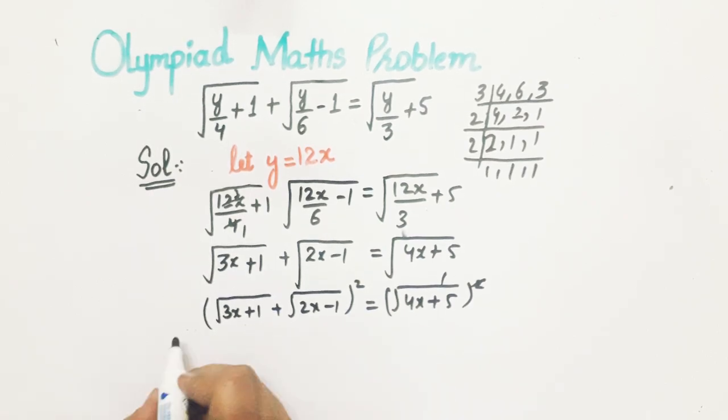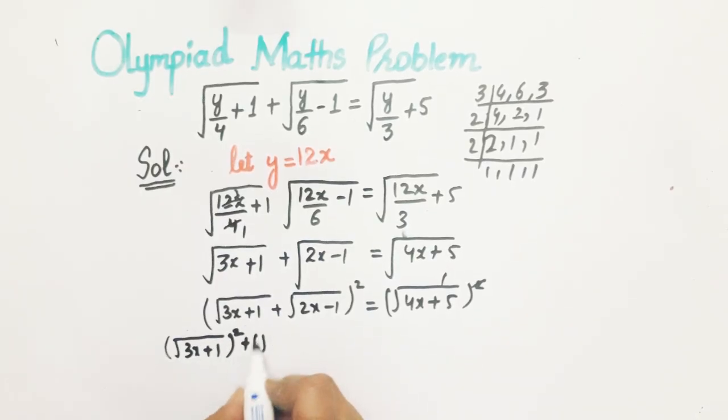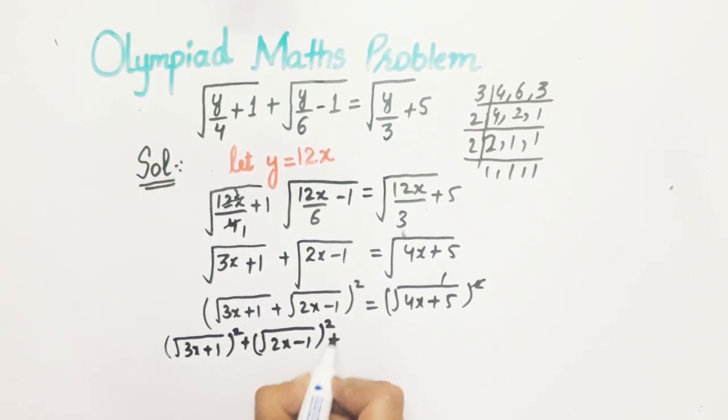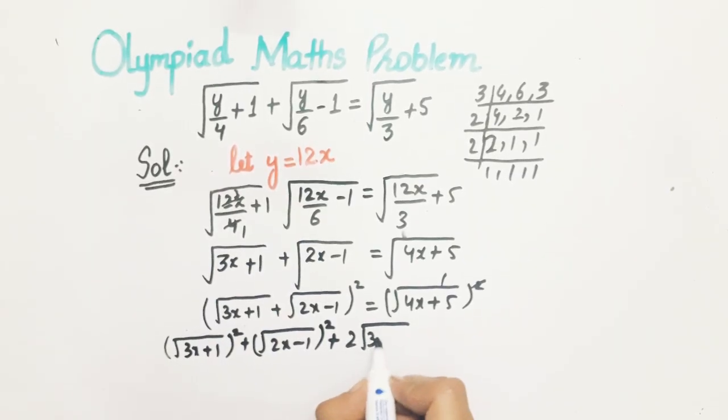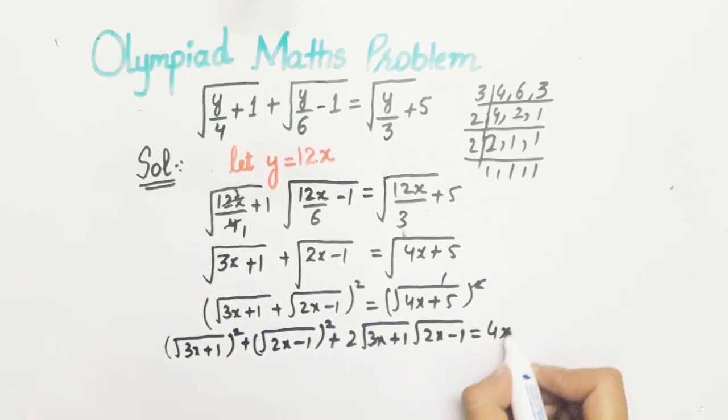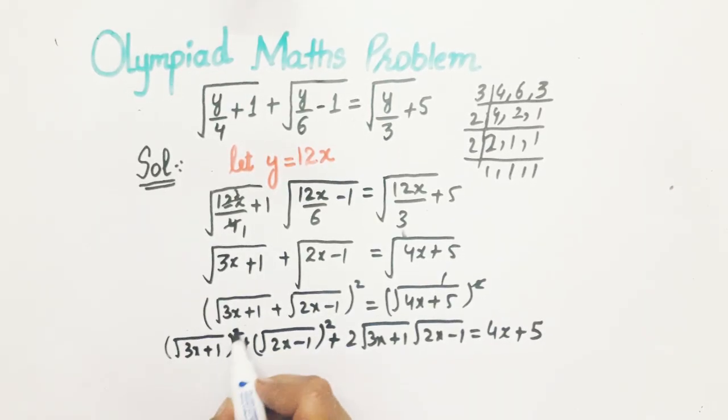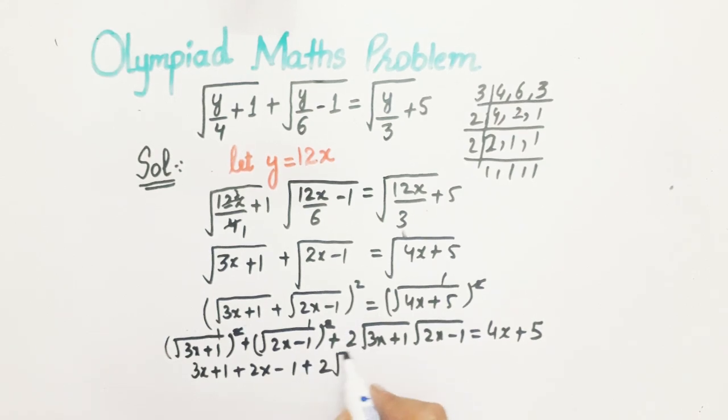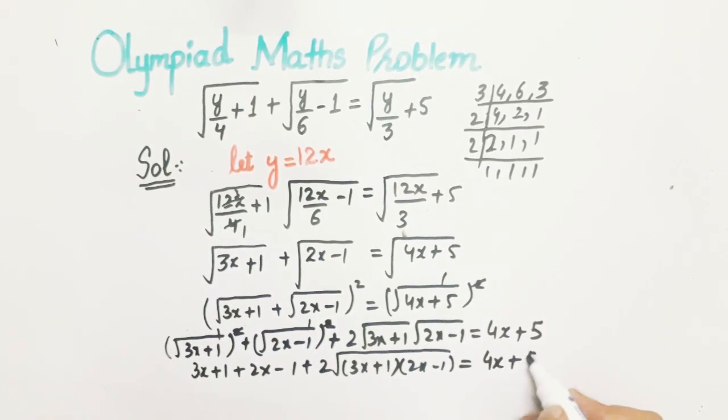Here we apply the formula of (a plus b) whole square. We get root of 3x plus 1 whole square plus root of 2x minus 1 whole square plus 2 times root of 3x plus 1 times root of 2x minus 1, equals 4x plus 5. Now the square is cancelled out by the root. We have 3x plus 1, plus 2x minus 1, plus 2 times root of (3x plus 1)(2x minus 1), equals 4x plus 5. So this and this are cancelled out.